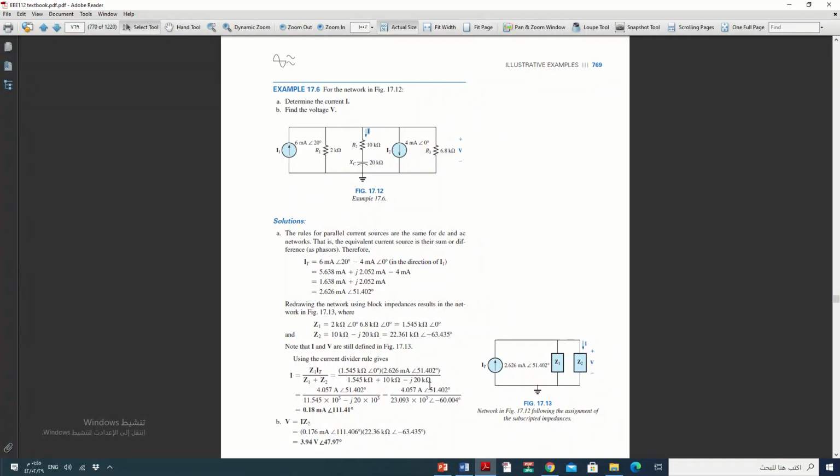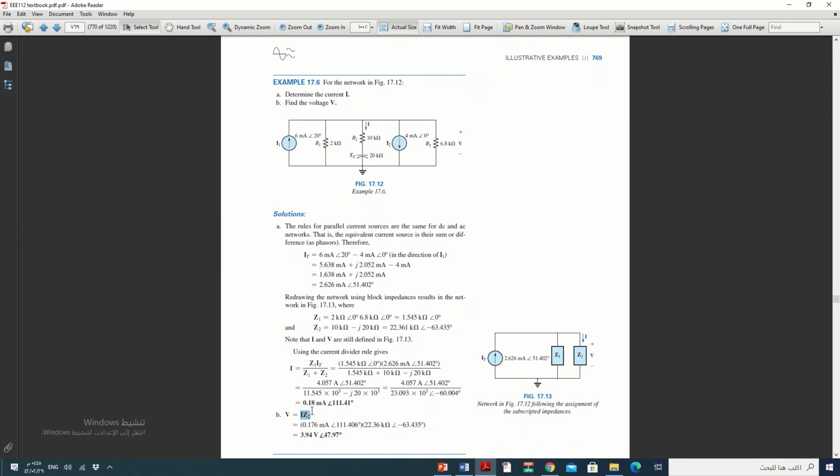Now we have I, and if we multiply by Z2, we will get the voltage. This voltage in this branch will be the same as the voltage in the other branch, because it is a parallel circuit. If we find the voltage here, we say it equals the voltage V. We can directly multiply I by Z2 and you will get V.